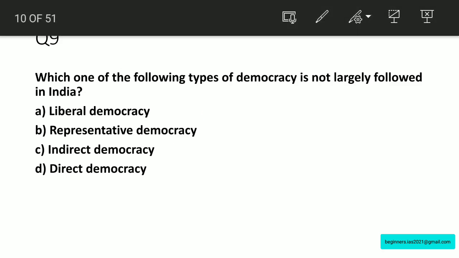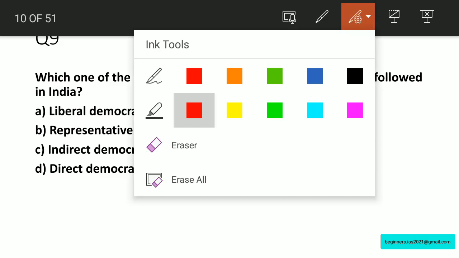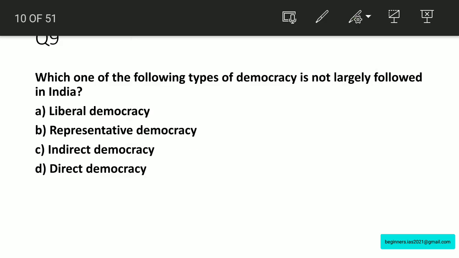Which of the following types of democracy is not largely followed in India? In India, under the parliamentary form of government, people elect their representatives. Thus, we are following indirect democracy, which is also known as liberal or representative democracy. And for local self-government, here we have to identify that it is not largely followed by India.